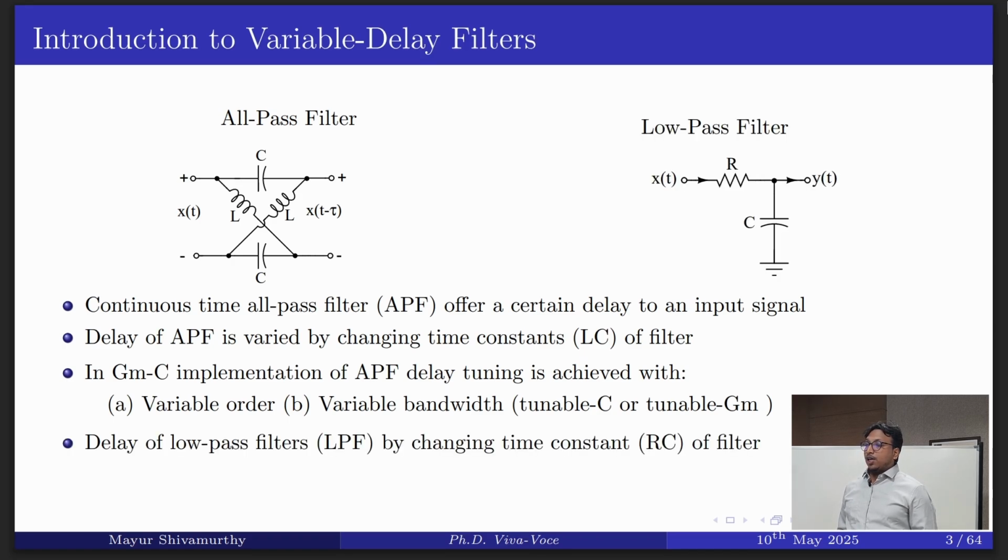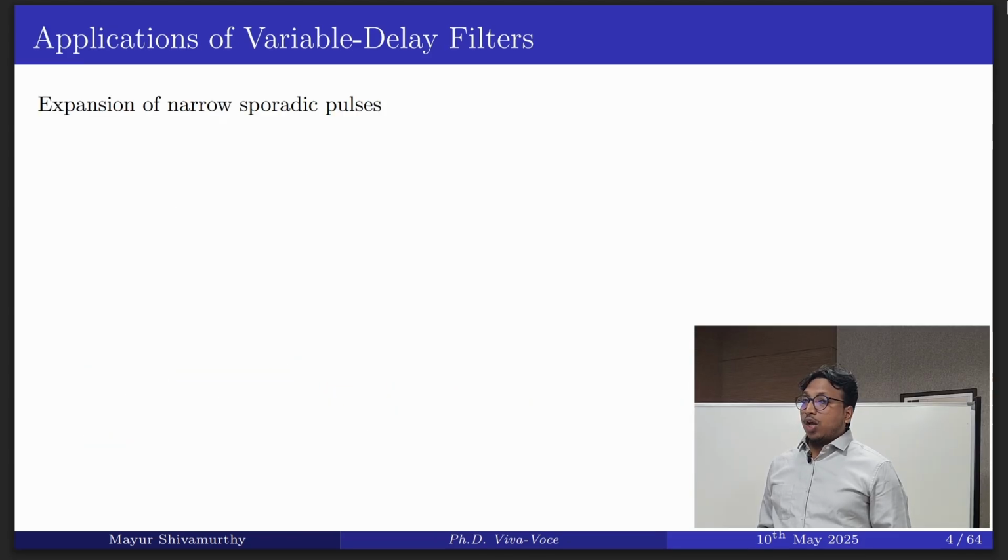A low pass filter with a certain amount of bandwidth also offers a certain amount of delay to an input signal. The delay of a low pass filter can be varied by changing the value of RC. So coming to the applications of a variable delay filter, they find application in expansion of narrow sporadic pulses.